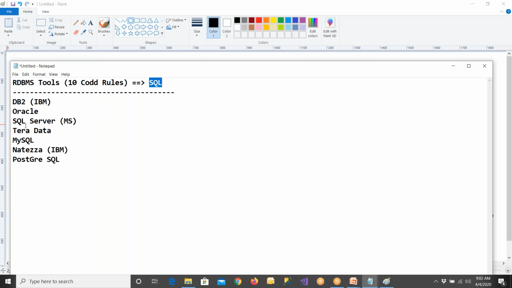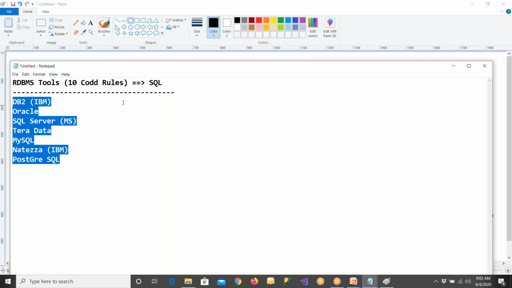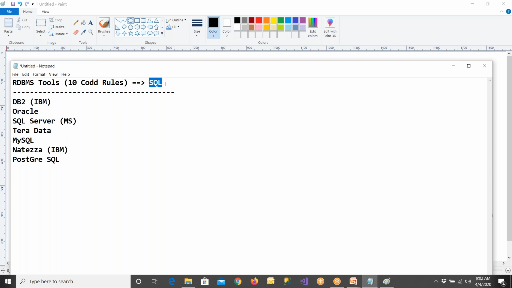Microsoft took the name as it is, and they have said their software is called SQL Server. Teradata, MySQL, Netezza, PostgreSQL. If you learn any of them, you are going to be learning a language called SQL. So people may ask you, do you know SQL? If you know DB2, you know SQL. If you know Oracle, you know SQL. If you know Teradata, you know SQL. If you know SQL Server, you know SQL. So if somebody asks you, do you know SQL? That means they're asking you, do you know any RDBMS software? That is the meaning of that.